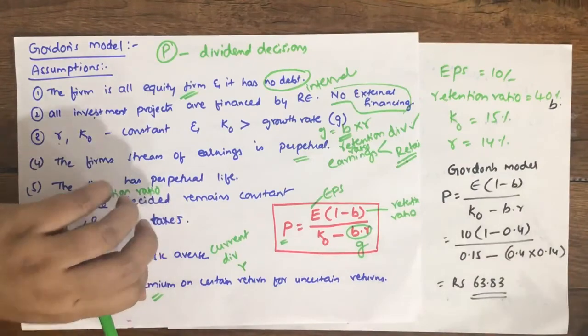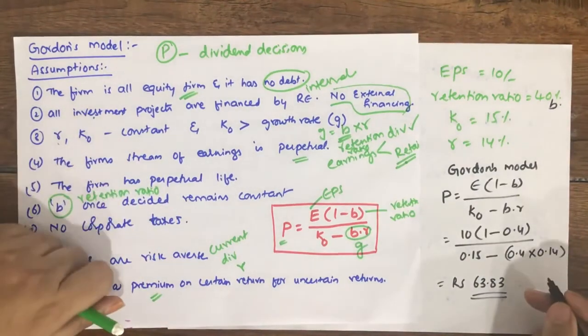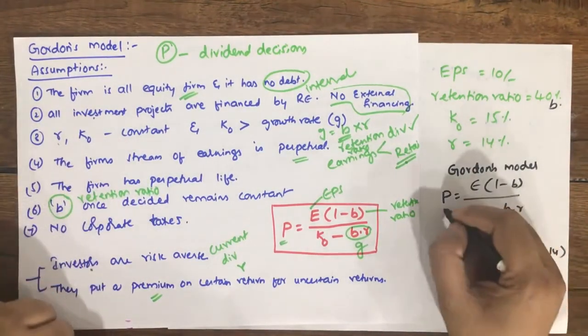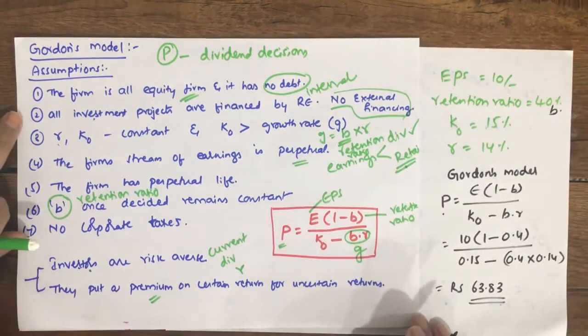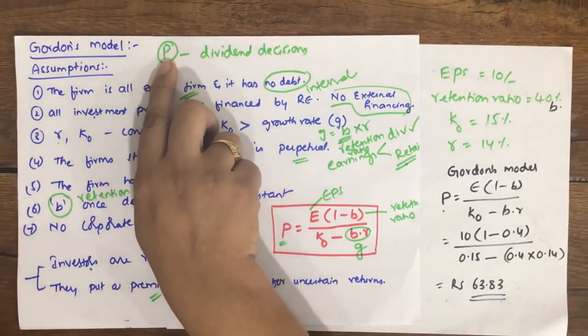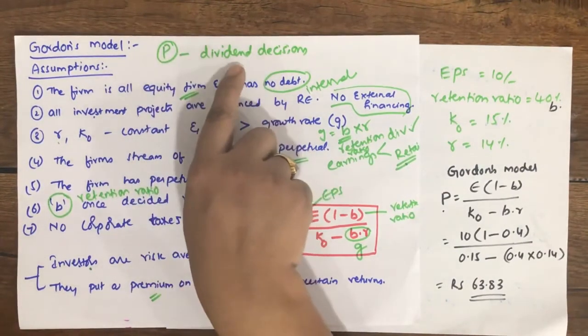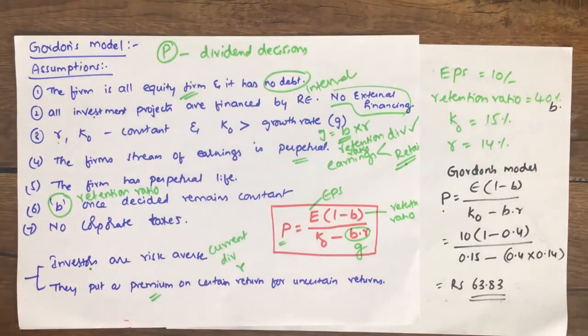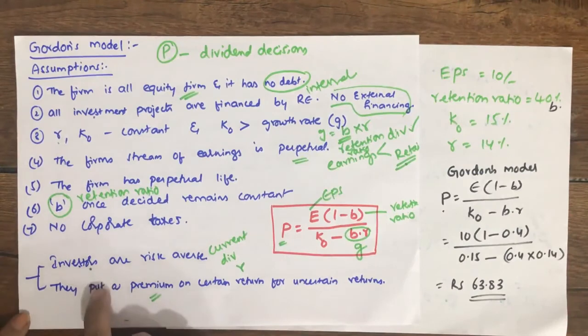63.83 rupees. So this is how you can apply Gordon's model to find the market price of a share, and in this Gordon has clearly proved that the market price of a share is affected by the firm's dividend decisions. And these are the two arguments on the basis of which he has tried to prove this theory.